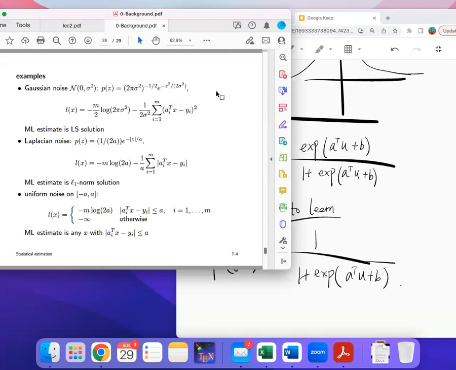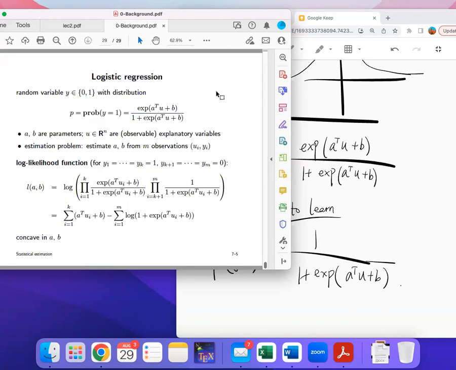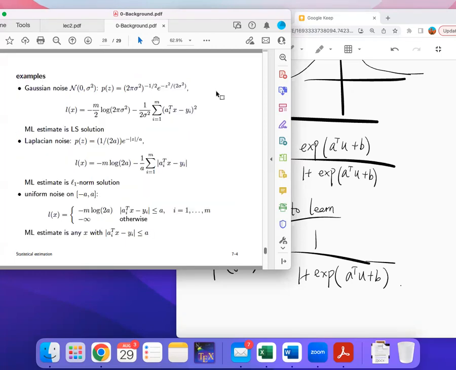And again, similarly for this least square or L1 norm solution, this is for prediction. So this example is a classification example, and this is an estimation example.